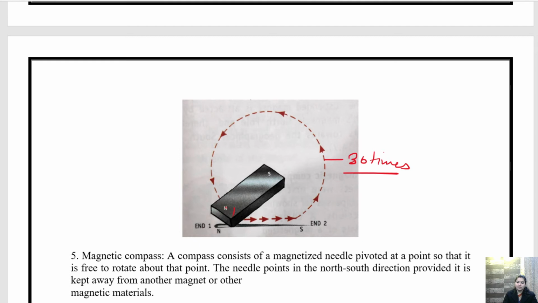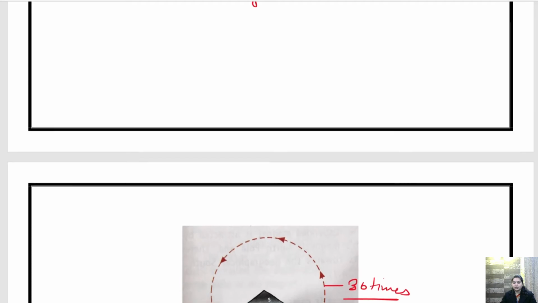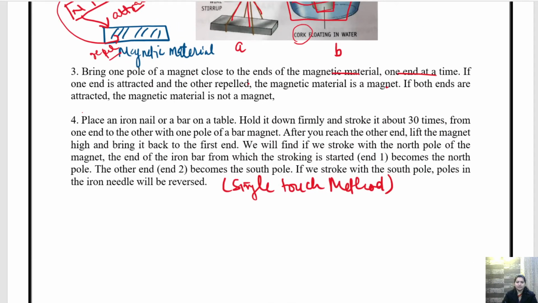Isn't it? So when we are repeating it and then again if we see it, it will behave like a magnet. So let's see what the activity is. Place an iron nail on a bar or a table, okay? Hold it down firmly and stroke it about 30 times. We'll stroke and turn from one end to the other with one pole of a bar magnet, only with one pole. After you reach the other end, lift the magnet high and bring it back to the first end.